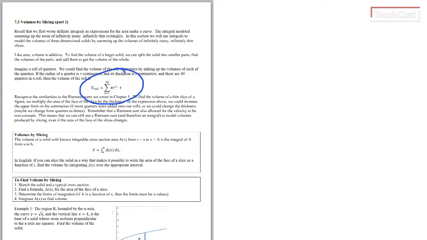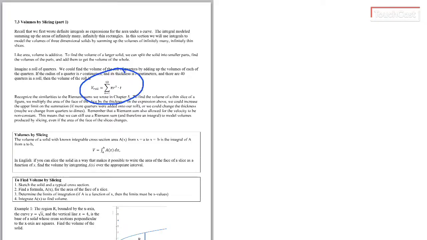volume of a solid. So here we go, volumes by slicing. If you have a solid figure, so a three-dimensional figure, and you know you can write an expression for the area of a face of a slice. So imagine cutting through a roll of quarters and then turning it around to look at it.